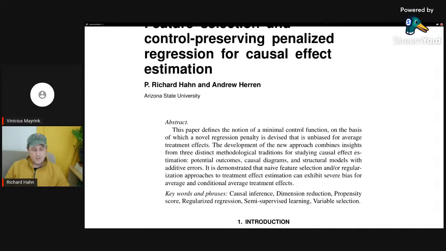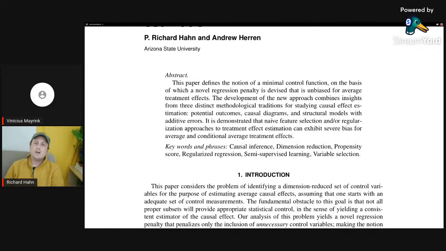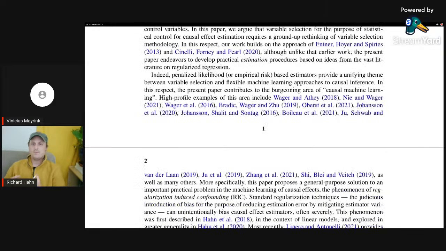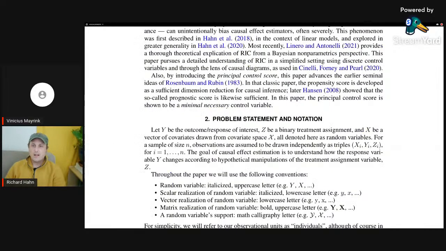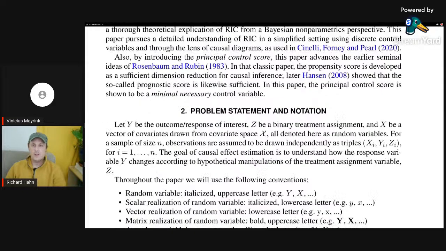Okay, so in terms of the problem statement and the notation, we are going to refer to Y as our outcome variable. And in general, you can think about that as a continuous variable. We are going to have a binary treatment assignment. So the treatment, did you get treated or not? I'm going to call Z.